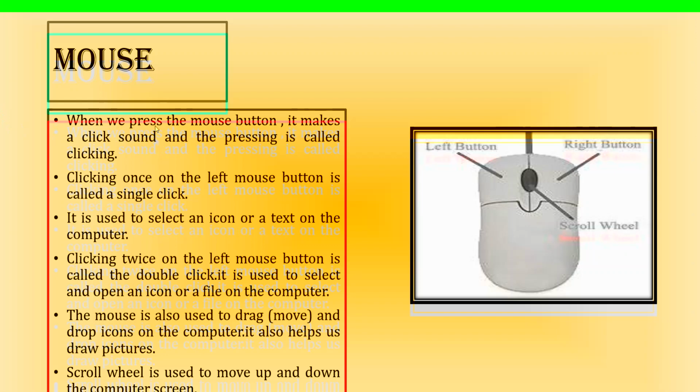When we press the mouse button, it makes a click sound, and the pressing is called clicking. Clicking once on the left mouse button is called a single click.